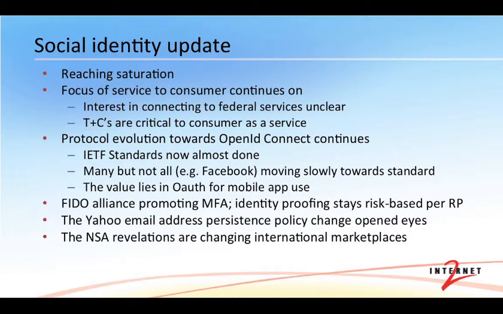The FIDO Alliance is a group of social identity providers that are promoting multi-factor authentication. Multi-factor authentication is really important. I'll come back to this in a bit. But with the rise of really good phishing, the only alternative left is MFA. And we're not going to get away from really good phishing. In fact, it's getting better and better as we speak.